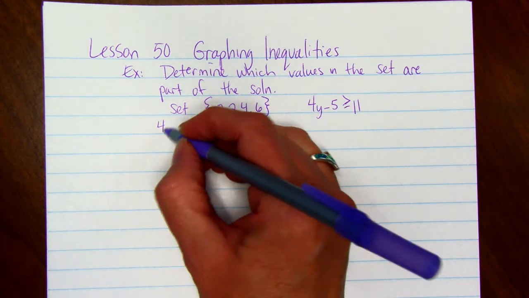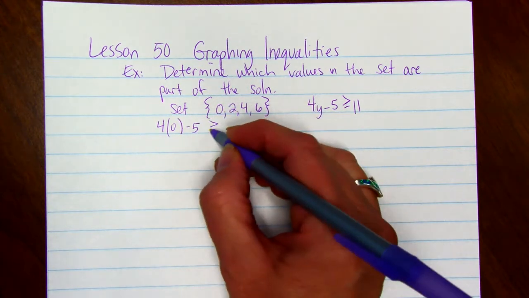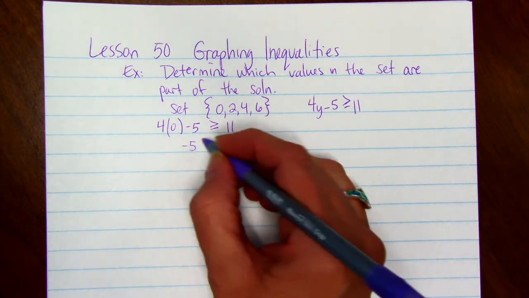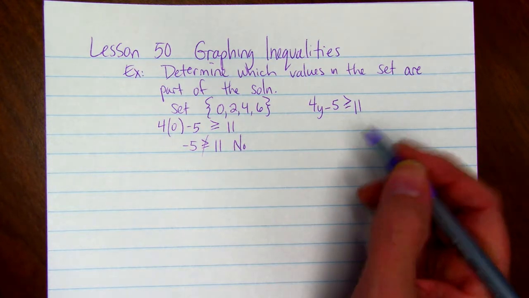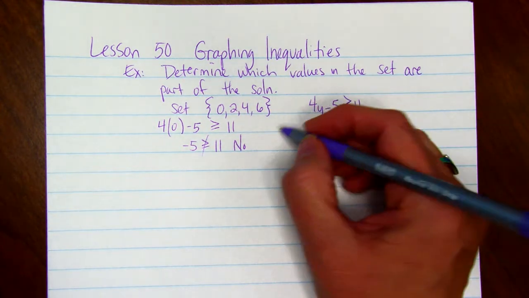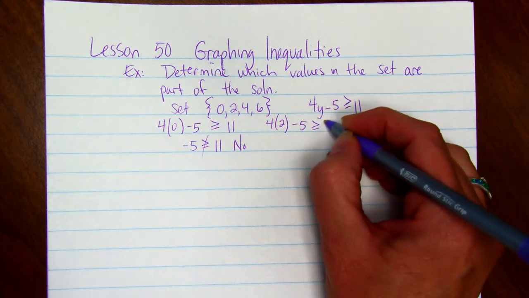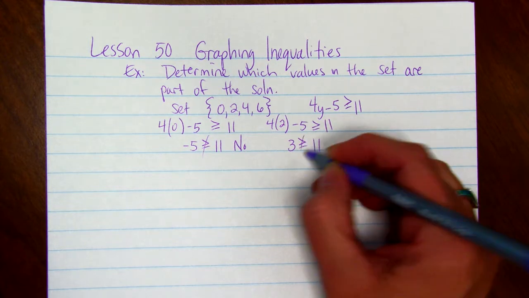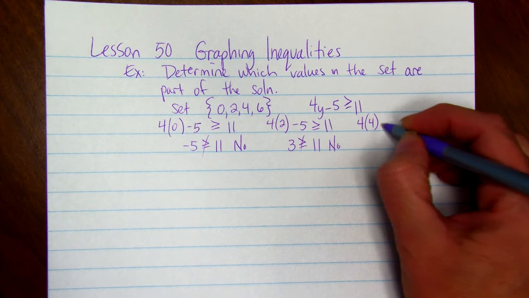So we'll do 4 times 0 is 0 minus 5 is negative 5. Is that greater than or equal to 11? Well, no. That's not true. Okay, so then how about we'll try 2. So 4 times 2 is 8 minus 5 is 3. Is 3 greater than or equal to 11? No. How about 4 times 4 minus 5?